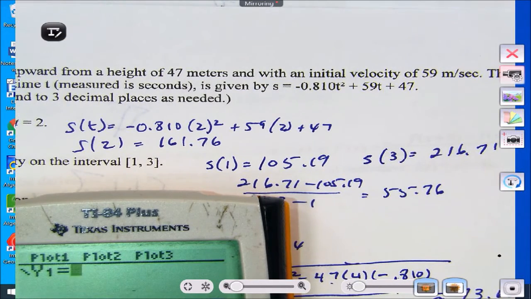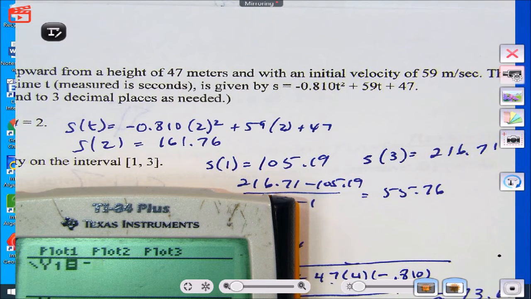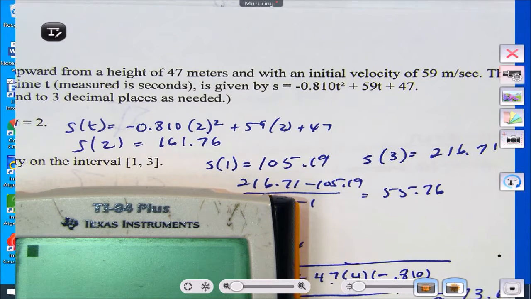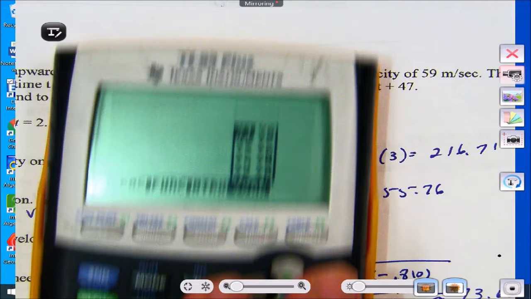So I'm going to plug in negative 0.81 x squared plus 59x. It is 161.76. Oh, that's the answer. You had it plus right. I have 167. You had it right. I do alpha y1.